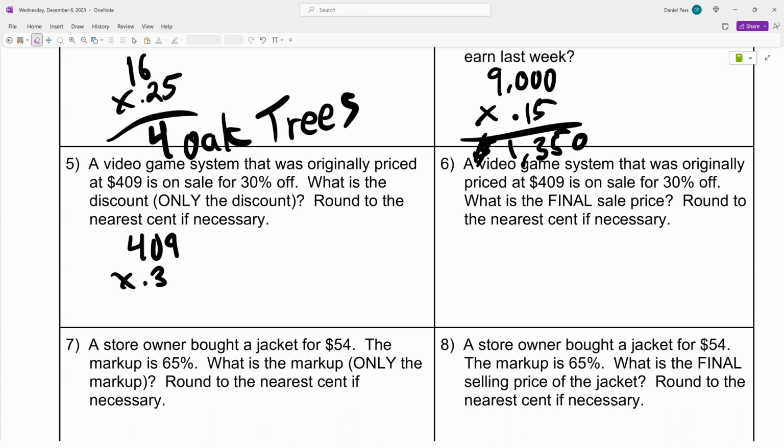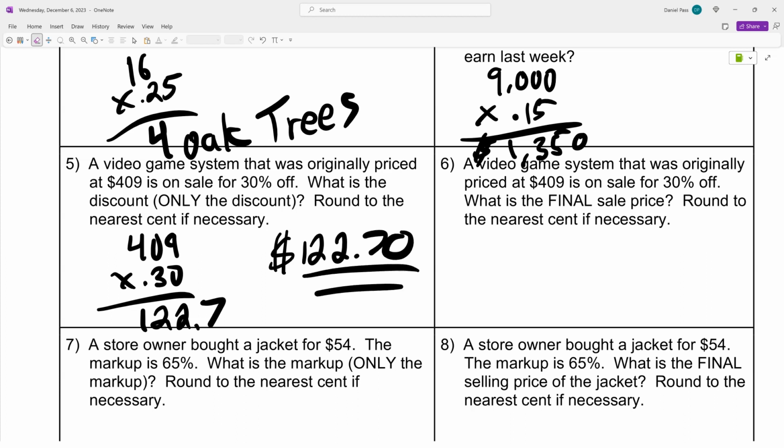409 times 0.30. And in the calculator, that's going to say 122.7. How many cents is that? $122 and 70 cents. Now that's important, because if you don't put that 0, it will be wrong, because this is money. Yes, the 0 matters on this one because it's money. If it wasn't money, it wouldn't matter.